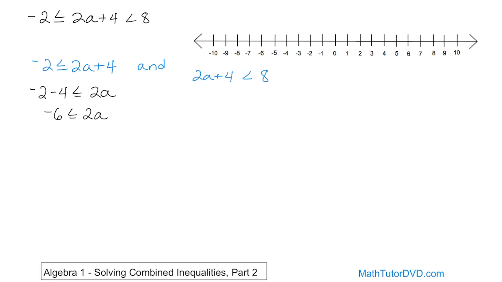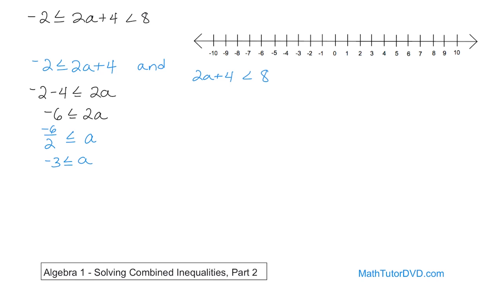Now, how do we isolate a? Well, we need to divide both sides by positive 2. We have to divide both sides by positive 2. So on the right-hand side, when we divide by positive 2, we're just going to have an a. The inequality stays exactly the same, and then you'll have on this side negative 6 divided by 2. So on the right-hand side, the 2's cancel when you divide by 2. On the left-hand side, here's what you get. What is negative 6 divided by 2? That's going to be negative 3 less than or equal to a.